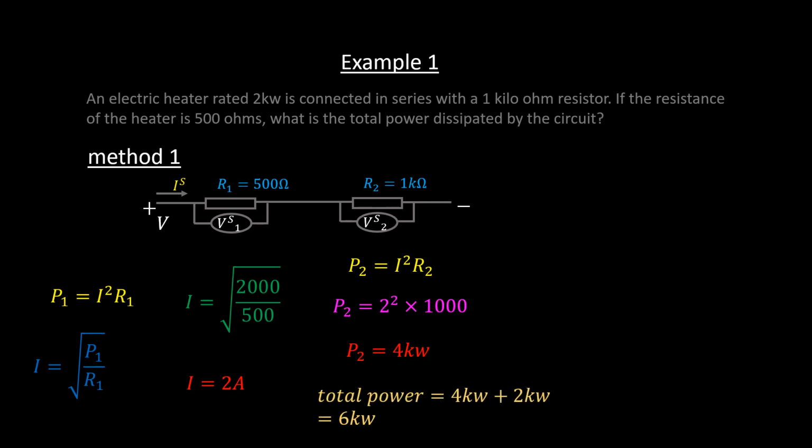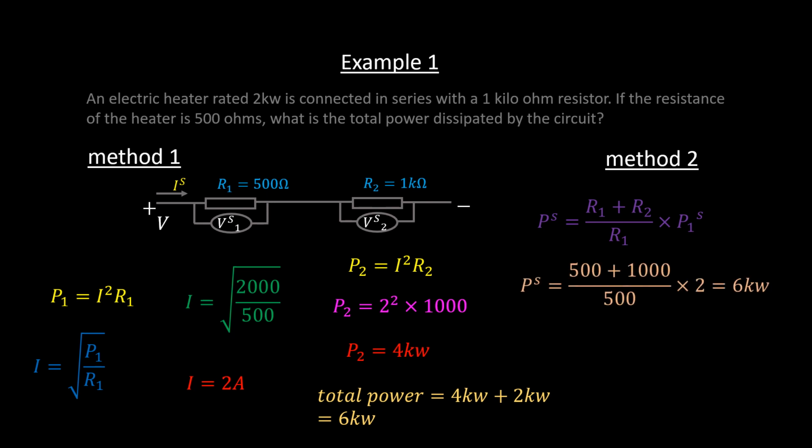To solve the problem using the power divider rule, we simply have total power equal to sigma i times Psi. Subbing in the values gives the same 6 kilowatts. We have arrived at the same answer in just 2 steps.